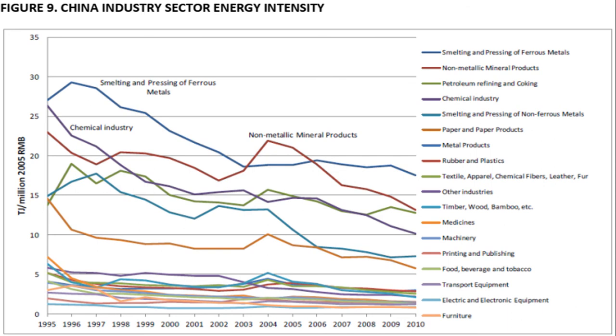This is the graph of the China industry sector, and it demonstrates their energy intensity, and these graphs also show that using proper energy saving strategies can reduce energy consumption trends.